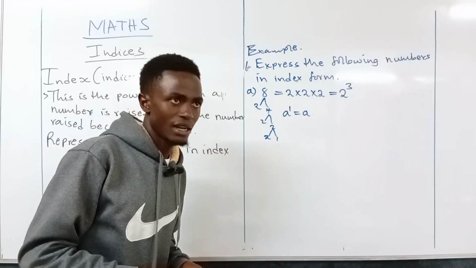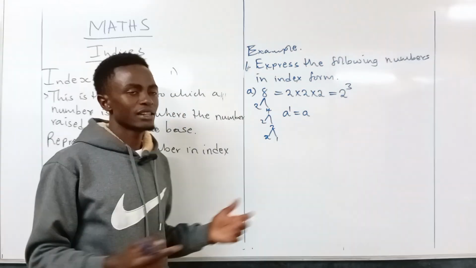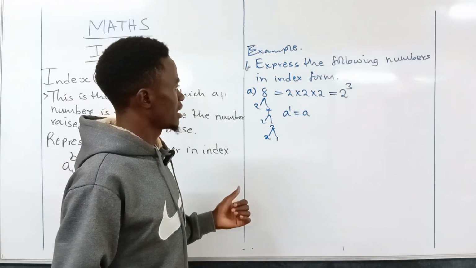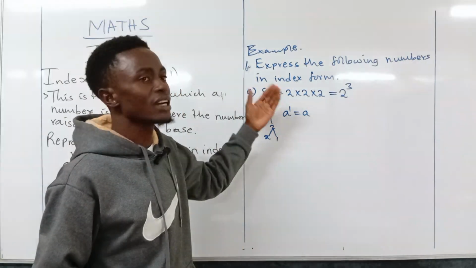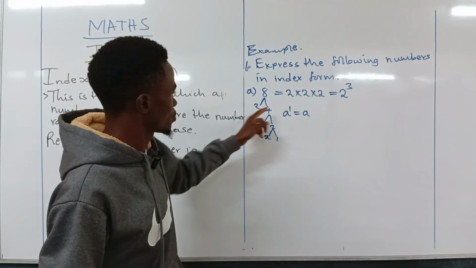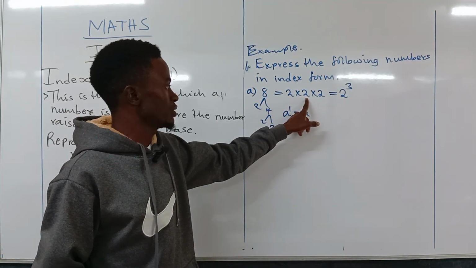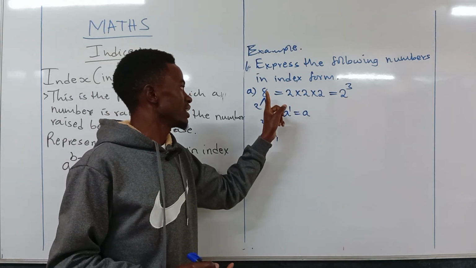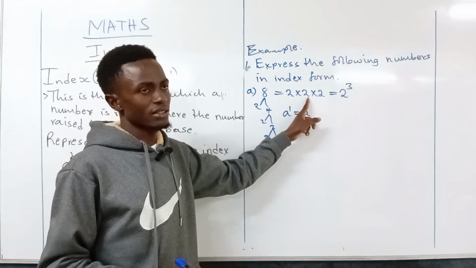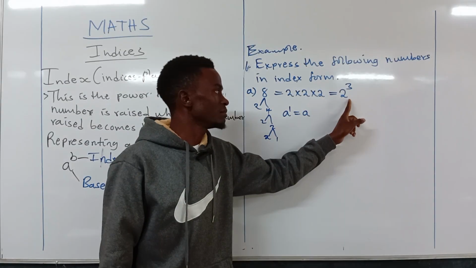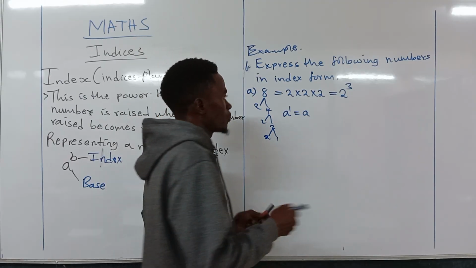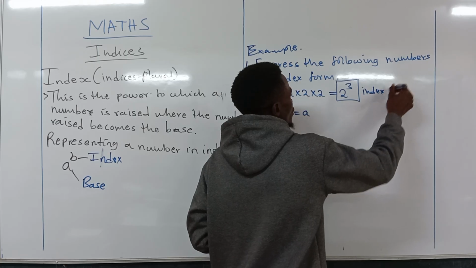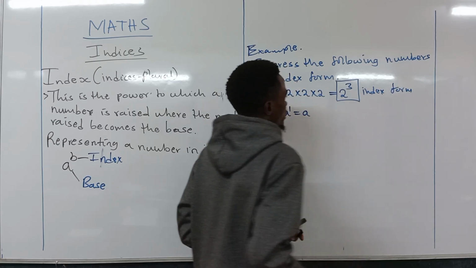And this is a confirmation. In mathematics, there is nothing like guesswork. You have to ascertain that the answer you are getting gives a solution, or fills a certain gap that could be missing somewhere. So we have 2 times 2 is 4, and 4 times 2 is 8. So the number 8 can be expressed as a product of prime numbers, and again it can be expressed in index form. This is our index form.